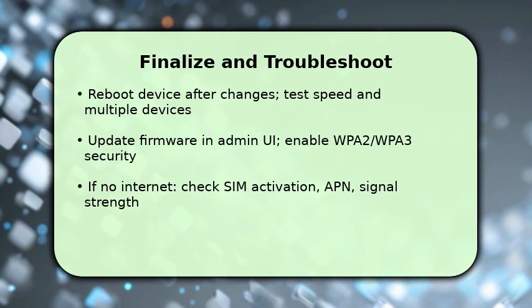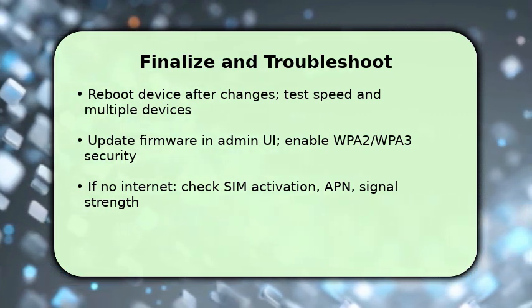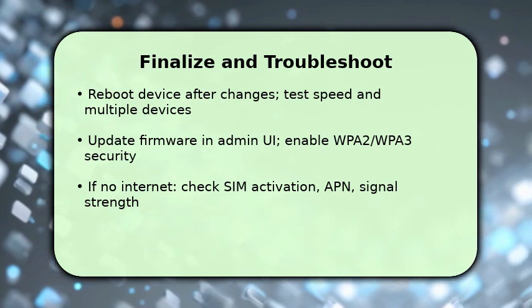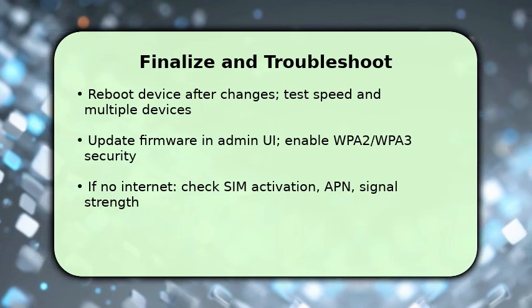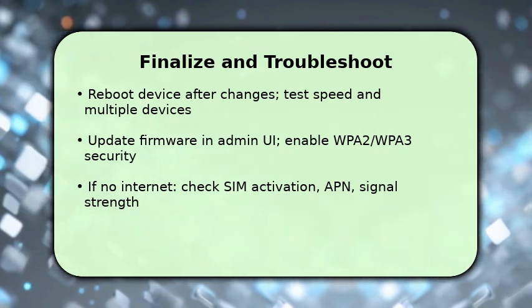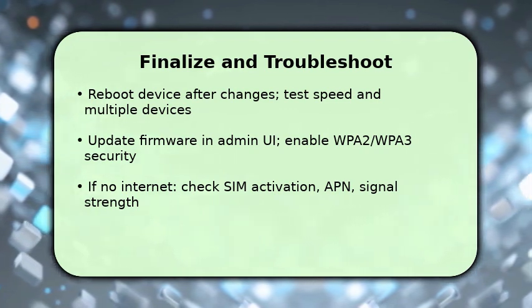If internet fails, first verify SIM activation and balance, then recheck APN values and reposition the device for better signal. If problems persist, power cycle the unit and SIM. Then contact Jio support with device IMEI and error LEDs for targeted help.